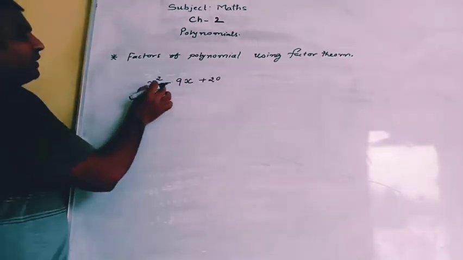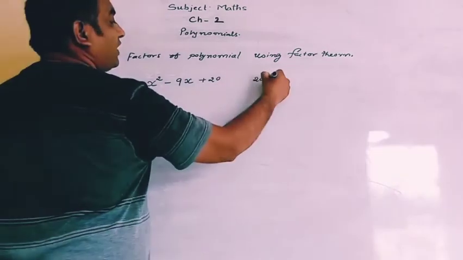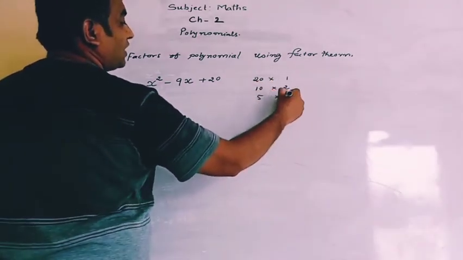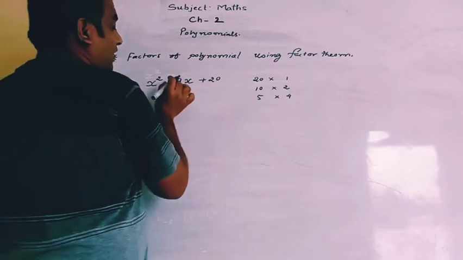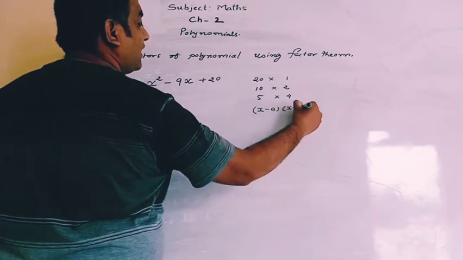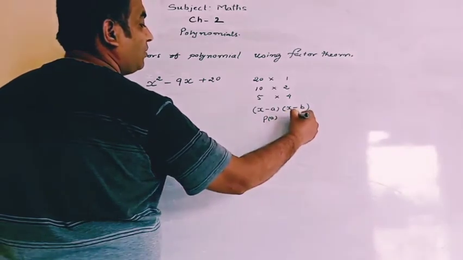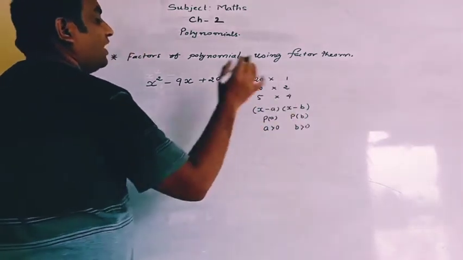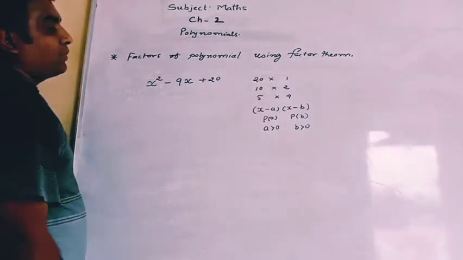We have one more example, x square minus 9x plus 20. So the factors of 20 are 20 and 1, 10 and 2, 5 and 4. Now here 20 is positive and the middle term is minus, so both factors will be x minus a, x minus b. So the remainders will be P(a) and P(b), with a greater than 0 and b greater than 0, which means we have to take positive values.